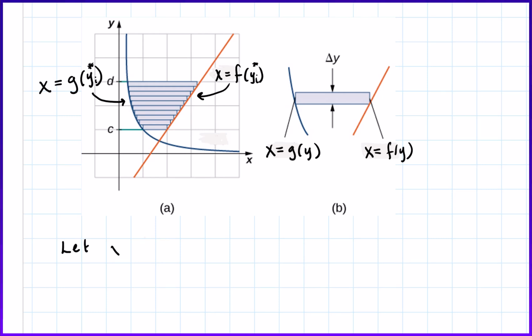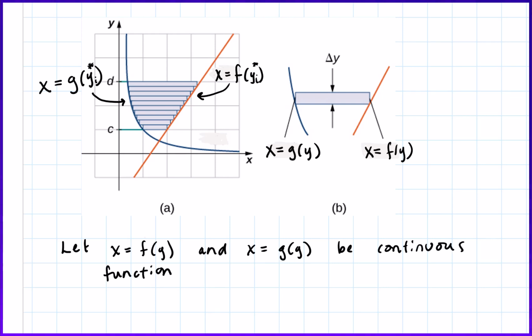So let's say let x equal f of y and x equal g of y be continuous functions. Now they're functions of y, but they're continuous functions on the interval. Because they're functions of y, I'm going to write it this way, where y is on the interval from c to d. And I added in that y just to remind us that c and d are on the y-axis, as you can see right here. So let's suppose we're looking at that y-axis from c to d.